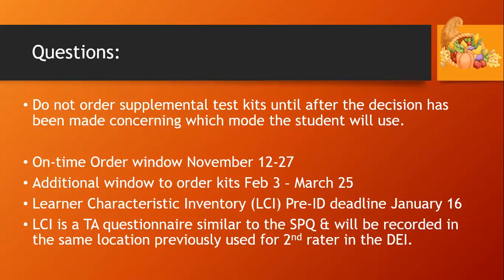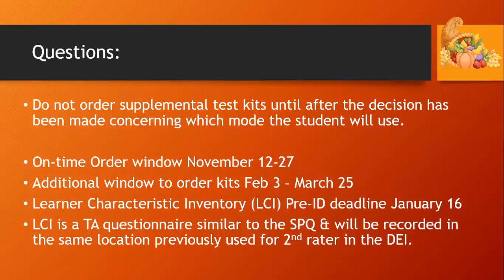Okay, so the next bullet is about the learner characteristic inventory, and they're calling it the LCI. That is something relatively new, and the deadline for pre-ID in the system is January 16th. Again, whoever does that reporting, your test coordinator, will have that information and know to do that. It is a questionnaire for the test administrator similar to the SPQ, and it will be recorded in the portal in the same location where you used to report the second rater scores.